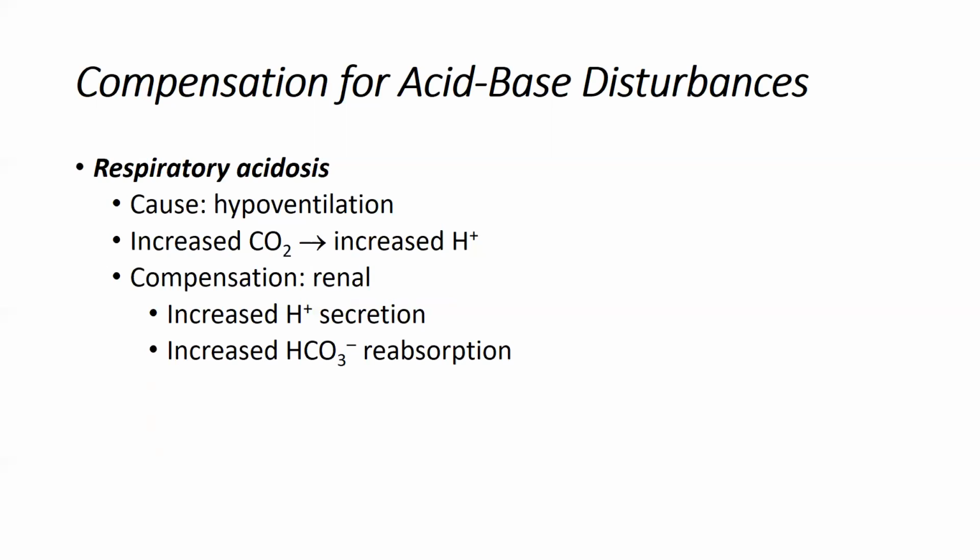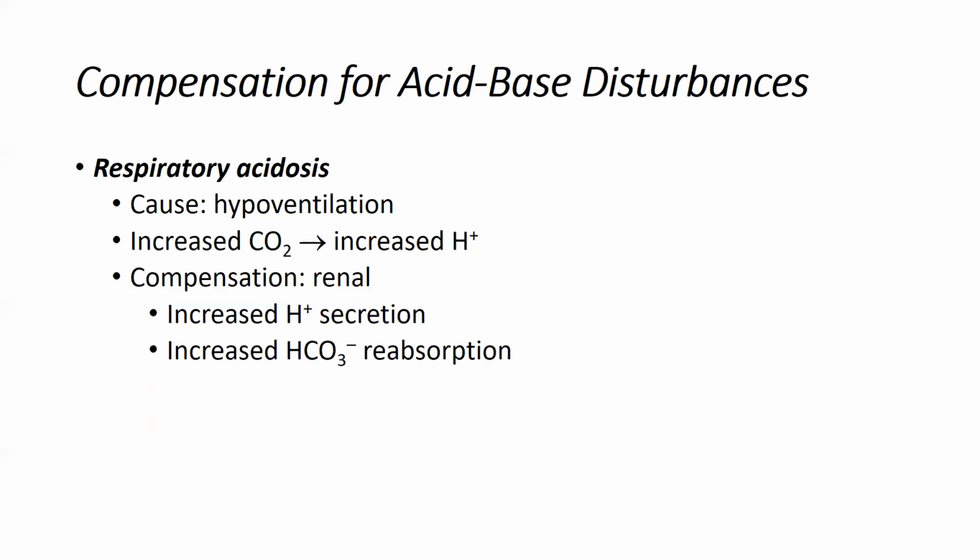What are they going to do? What are the kidneys going to do if you're holding on to CO2 because you're not breathing fast enough? What do the kidneys do with excess acid? Secrete it. Secrete out those hydrogen ions. So now we increase the rate of hydrogen ion secretion. What parts of the tubule are we secreting hydrogen ions? The proximal tubule, the distal tubule, and the collecting duct.